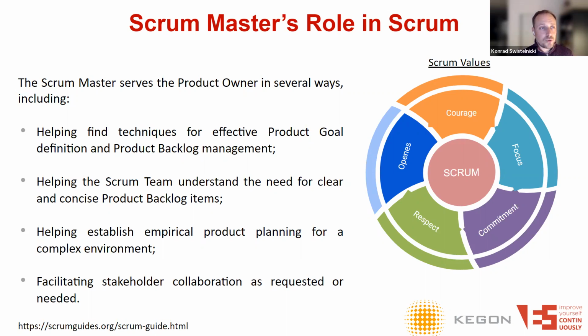Empirical product planning, so the approach to planning, planning horizons, understanding the concept of so-called rolling wave planning, that we work in an iterative way. And finally, facilitating stakeholder collaboration and supporting in managing stakeholders, and sometimes even coaching and educating and making sure that they understand why we work in an agile way, what it means, and why we need to work in an iterative way. So you see, again, we could connect each of those points to corresponding Scrum values, and they heavily influence the role of the Scrum Master.